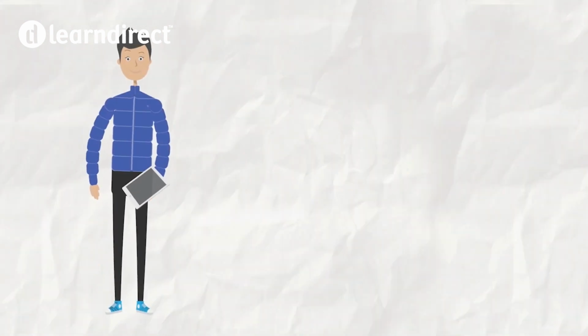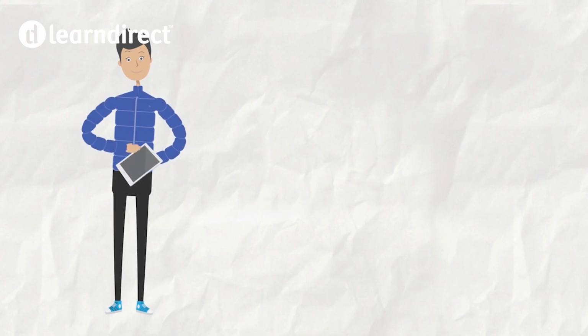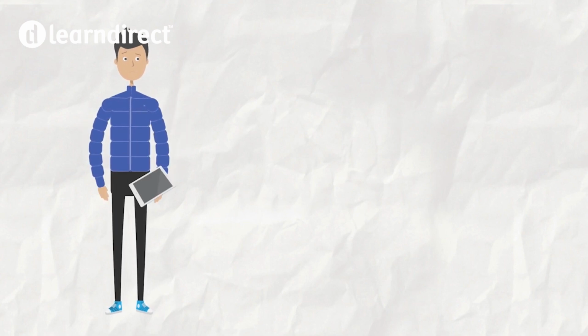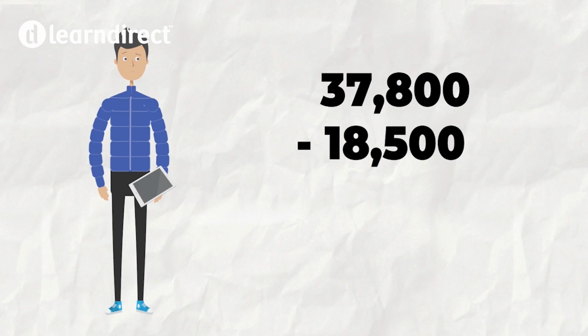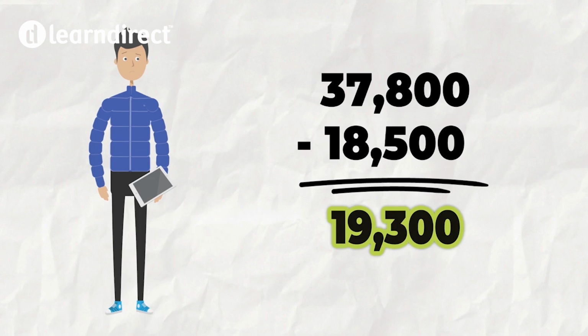To check, Darren could round his figures to the nearest hundred and do a quick approximation. 37,800 minus 18,500 equals 19,300. This is very similar to Darren's answer, so Darren can be quite sure that he has calculated it correctly.